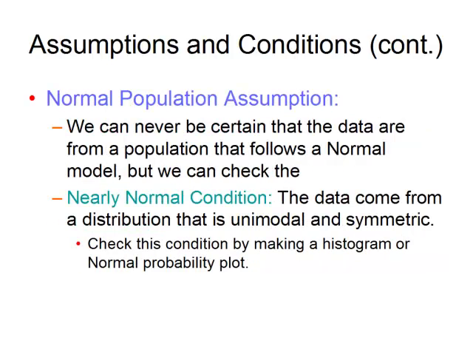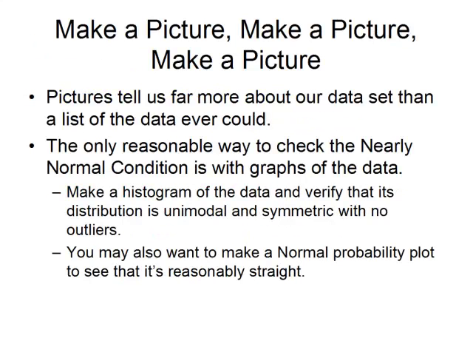We can never be certain that the data are from a population that follows a normal model, but we can check the nearly normal condition. Pictures tell us far more about our data set than a list of the data ever could. The only reasonable way to check the nearly normal condition is with graphs of the data. Make a histogram of the data and verify that its distribution is unimodal and symmetric with no outliers. You may also want to make a normal probability plot to see if it's reasonably straight.